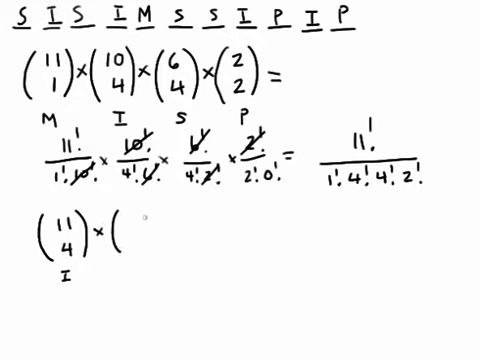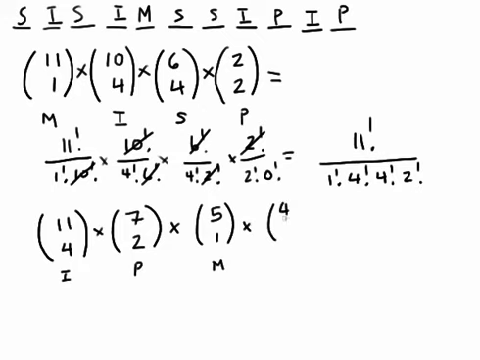times P. There are now 7 positions left. There are 2 P's, so it's 7 choose 2 ways of putting the P's into those 7 positions, times now the M. We have 5 positions left, and there's only 1 M, so it's 5 choose 1 for the M. And then there are 4 positions left, and there are 4 S's, so it's again 4 choose 4, or 1. Now let's multiply those out.